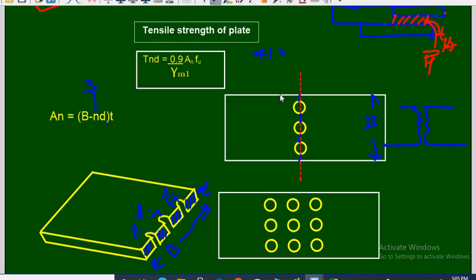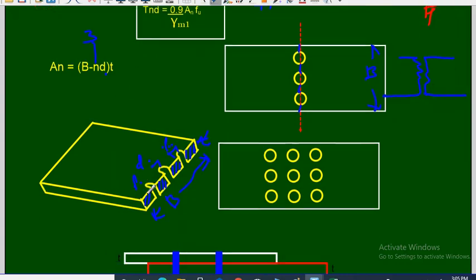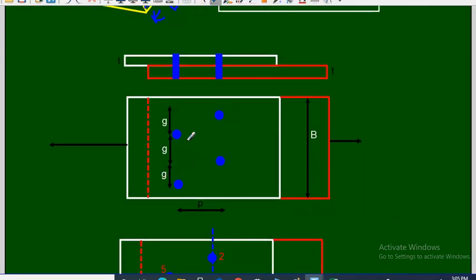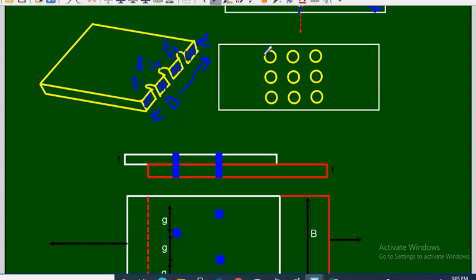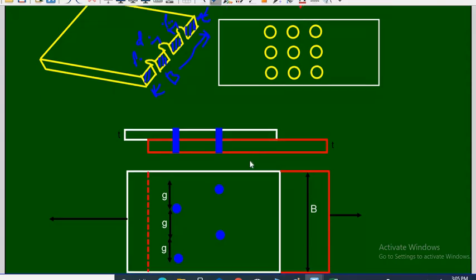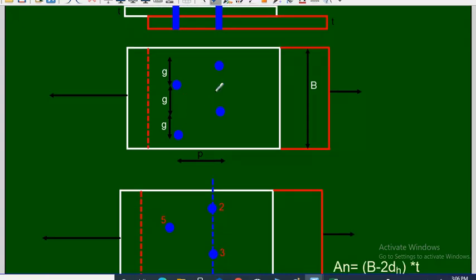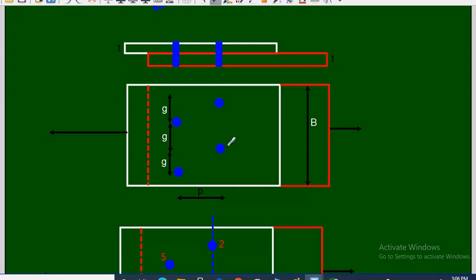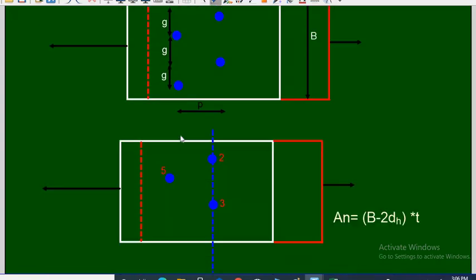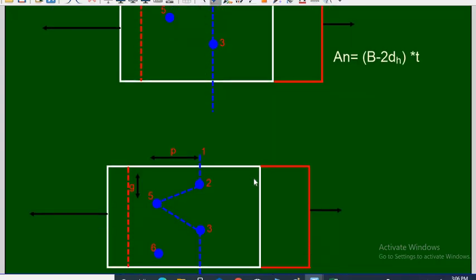Suppose there was only one hole here. Then it would be b minus 1 d into t. But that is the case of chain bolting, because all are in the same line. But the code also gives a different strategy for diamond or staggered bolting. This is called staggered, because not all are in the same line. Load is applied here like this. So in this case the code gives a formula.